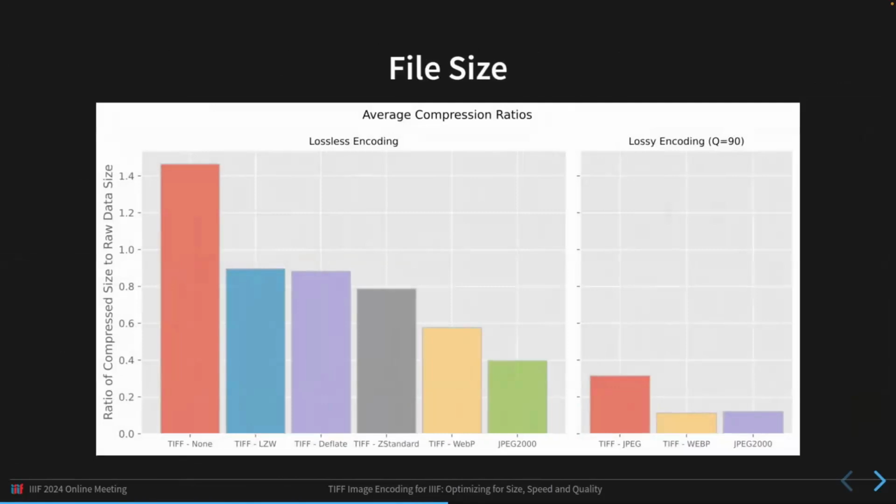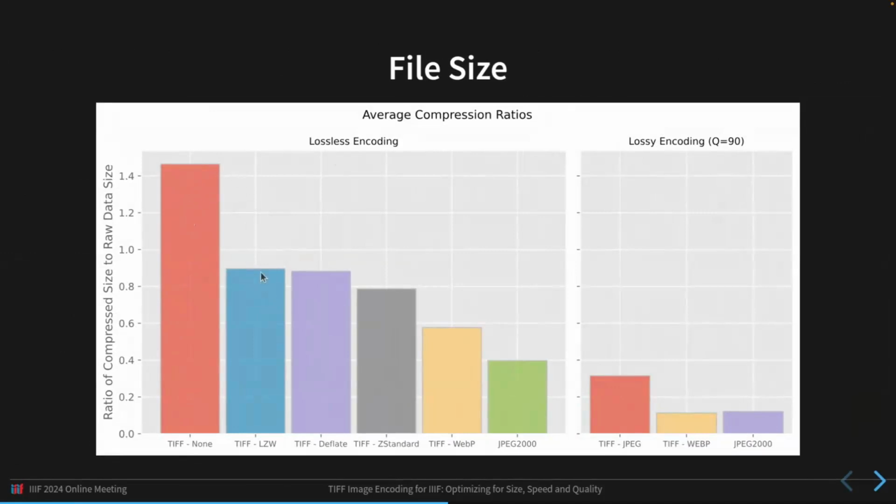So let's first look at file size. We have lossless encoding on the left, lossy on the right. Our y-axis is the ratio of the compressed size relative to the raw data size. So 1 is the original uncompressed pixel data. So we can see that to create an uncompressed tiled multi-resolution pyramid TIFF, you have quite a bit of overhead for the multi-resolution structure. So you have about 40% overhead.